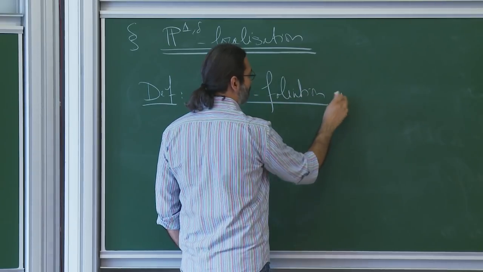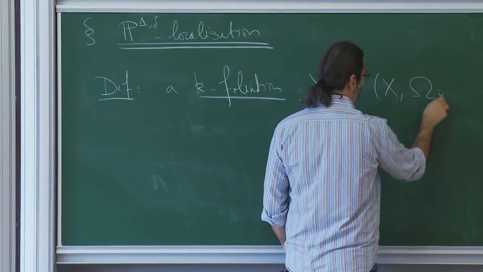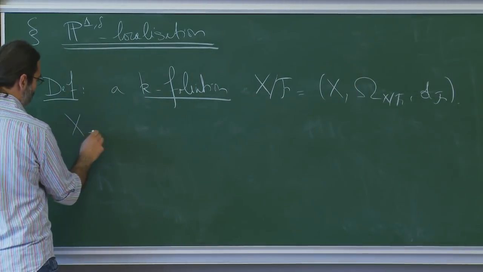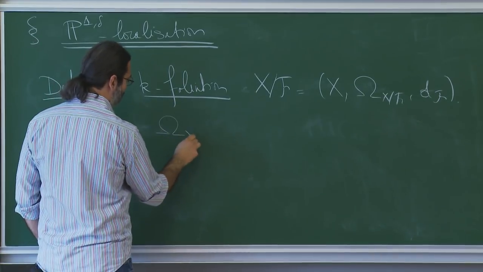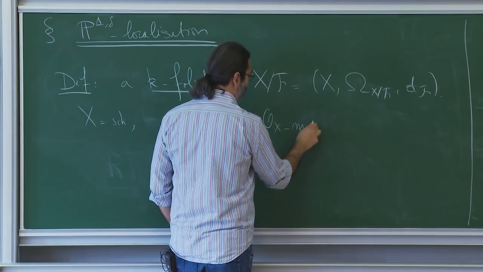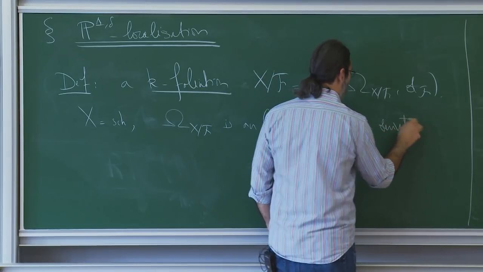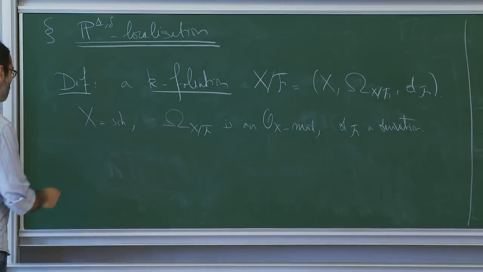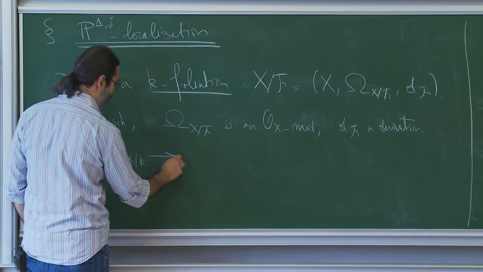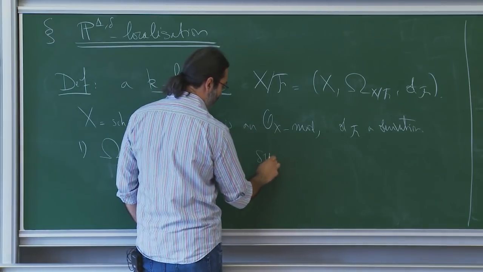So a k-foliation (X, Ω_F, D_F) is a triple, where X is a scheme, Ω_F is an O_X-module, and D_F a derivation with values in this guy. And there are two conditions. The derivation will give me an O_X-linear morphism like this, and I ask this to be surjective.